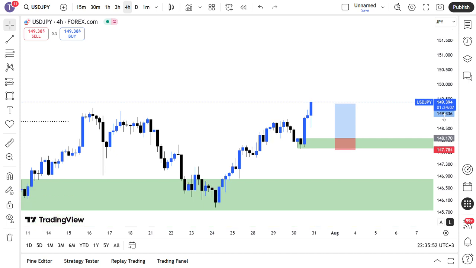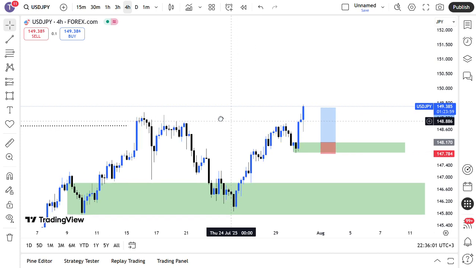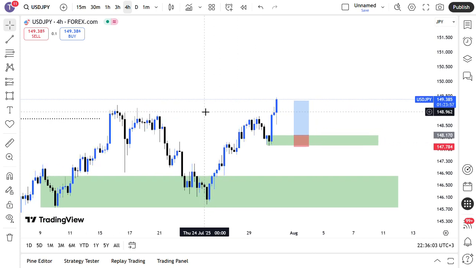So look for buys from USDJPY, and look for sells on gold, and look also for buys on NAS 100.